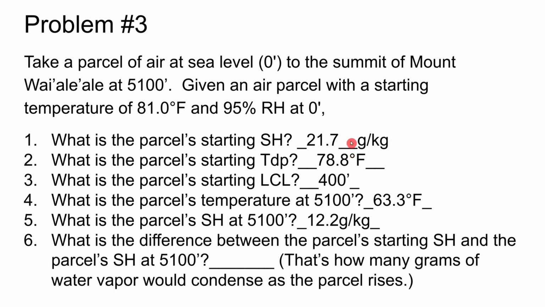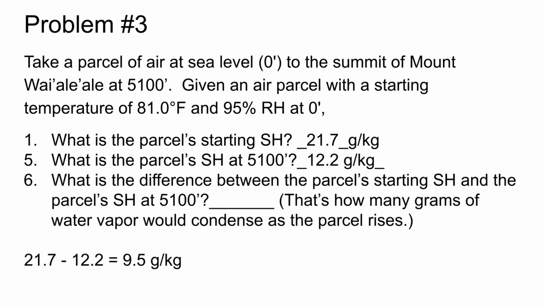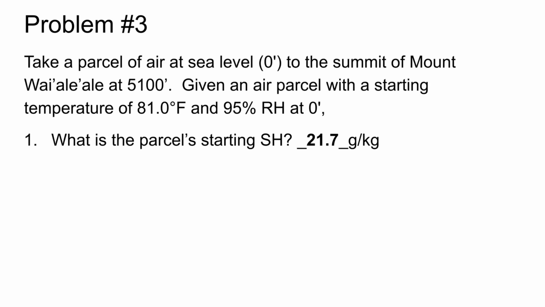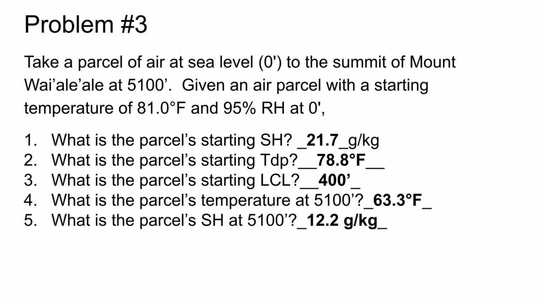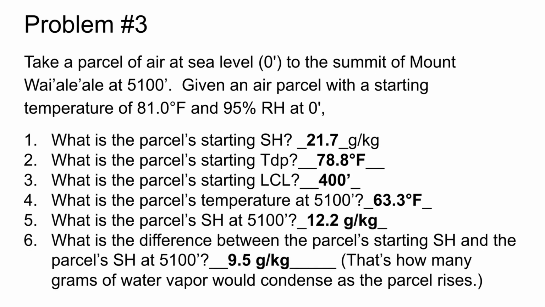What's the difference? Well, we started with 21.7, and we now have 12.2. 21.7 minus 12.2 equals 9.5 grams per kilogram. That is the amount of water vapor that would have condensed as the parcel rose from sea level up to 5,100 feet.